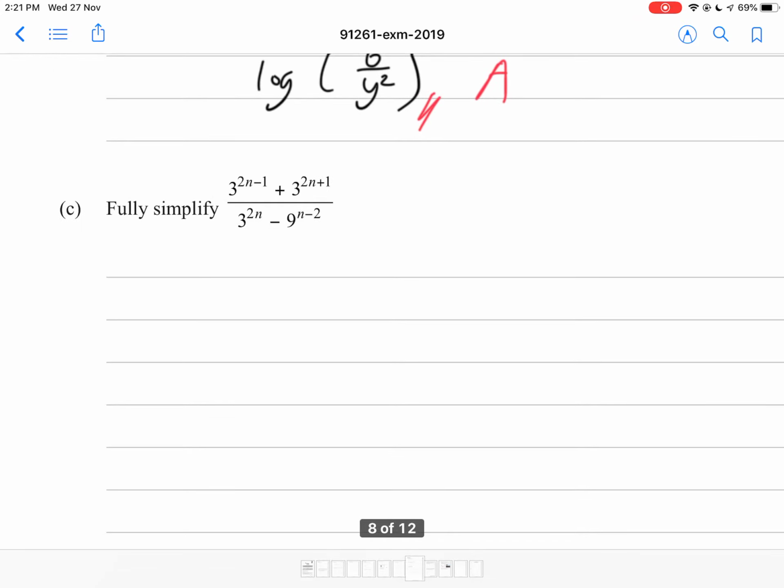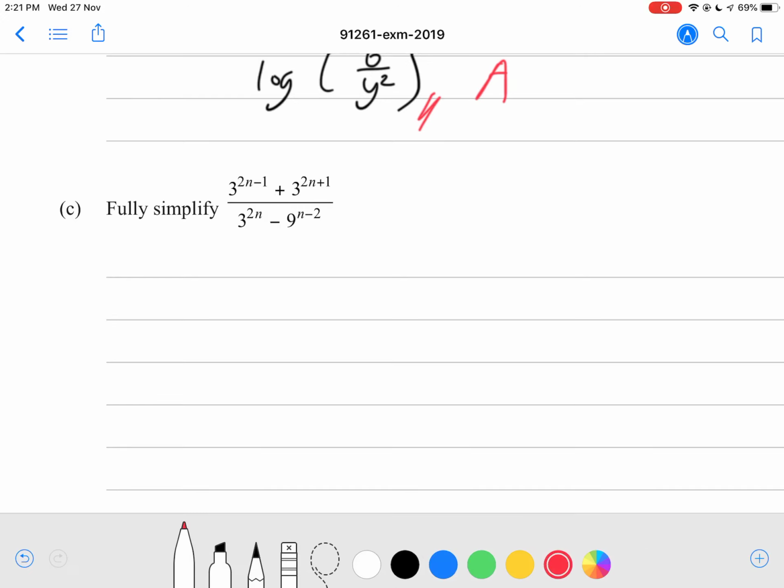Right, fully simplify 3 to the power of 2n minus 1 plus 3 to the power of 2n plus 1, divided by 3 to the power of 2n minus 9 to the power of n minus 2. First things first, in this question, we want to change everything so it has the same base. So we want to change this 9 into 3 to the power of something. We know that 9 equals 3 to the power of 2. So we can simplify this whole formula.